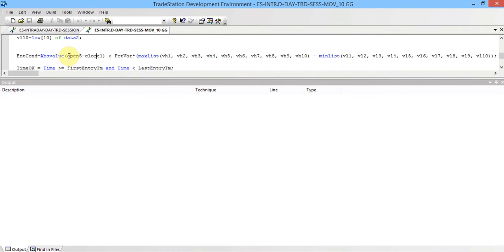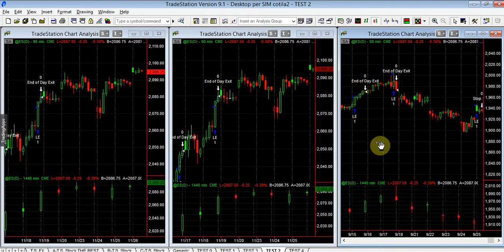I check the difference between the open of 5 bars ago for data 2 and the close of data 2 of 1 bar ago. I want this difference to be lower than the maximum difference of the last 10 bars. That's the idea. I take the high of the last 10 bars and the low of the last 10 bars, I make a difference, and I want to operate when this difference is not too high. That's the basic idea. It's just a volatility filter.